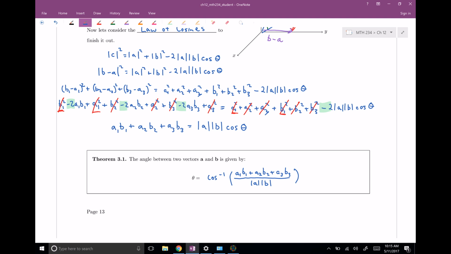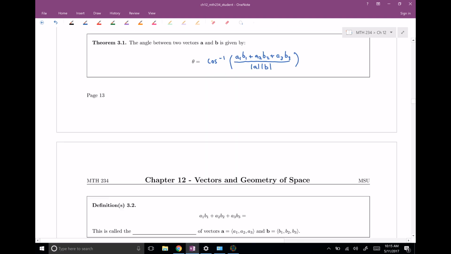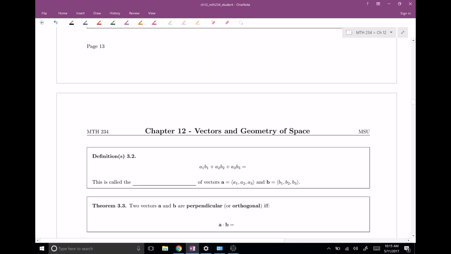And this is why we bring up a special definition. That special thing, this A1B1, A2B2, A3B3, when you actually multiply the components together and then you add the results, this is what we call the dot product.